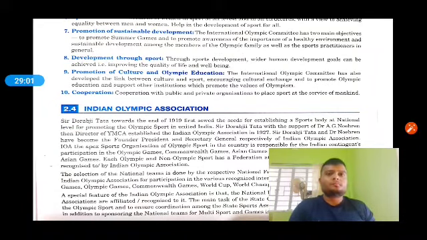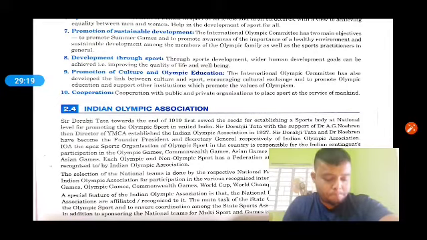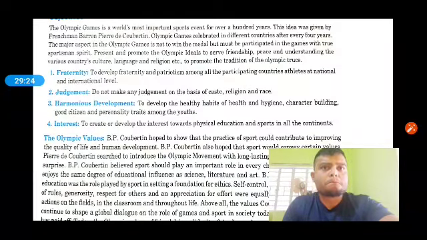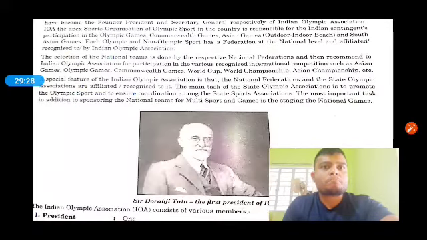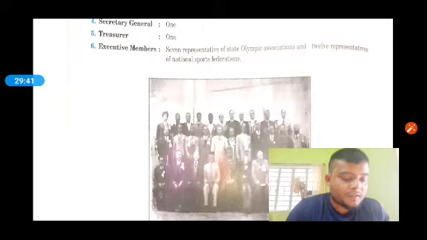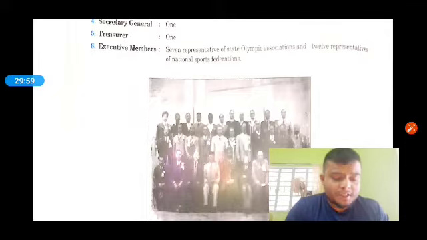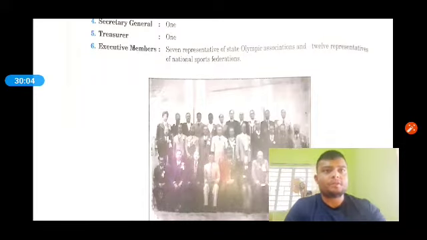Now, who are there in the IOA? There is a president, there are 9 vice presidents, then we have joint secretaries, then we have a secretary general, then we have one treasurer, then we have executive members, 7 representatives of State Olympic Associations and 12 representatives of National Sports Federations. This is the Indian Olympic Association in 1942, a picture of those gentlemen who were there in the association in the year 1942.